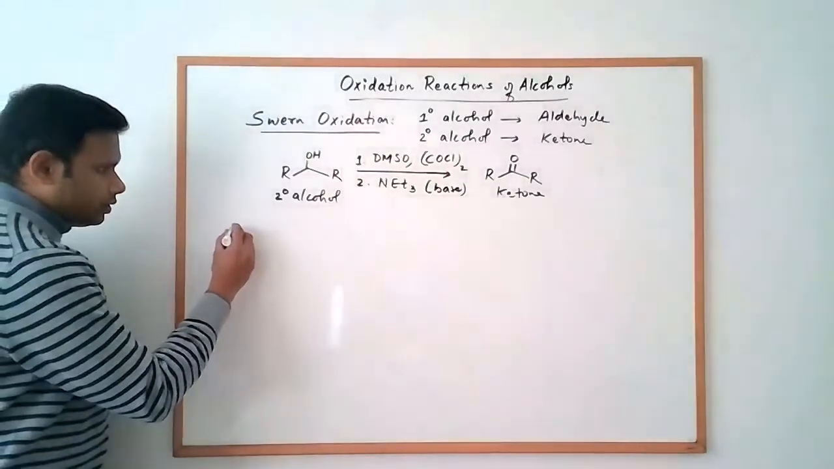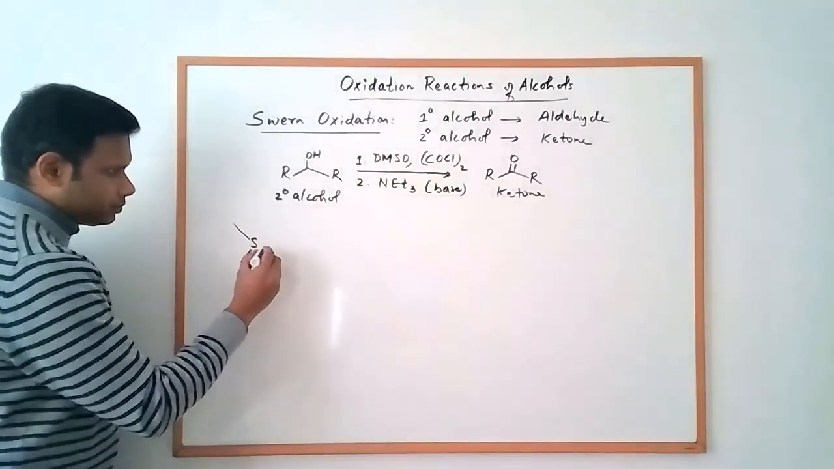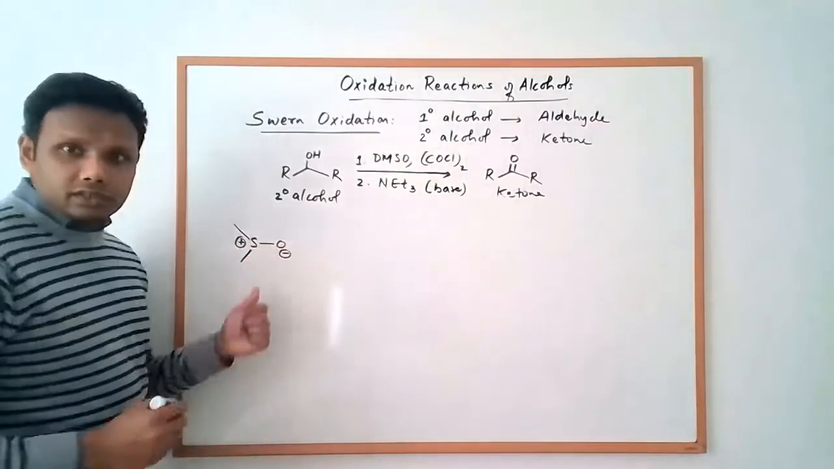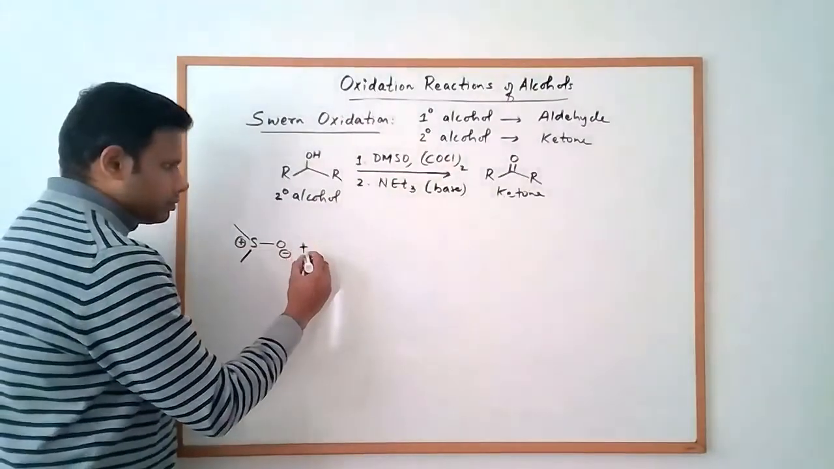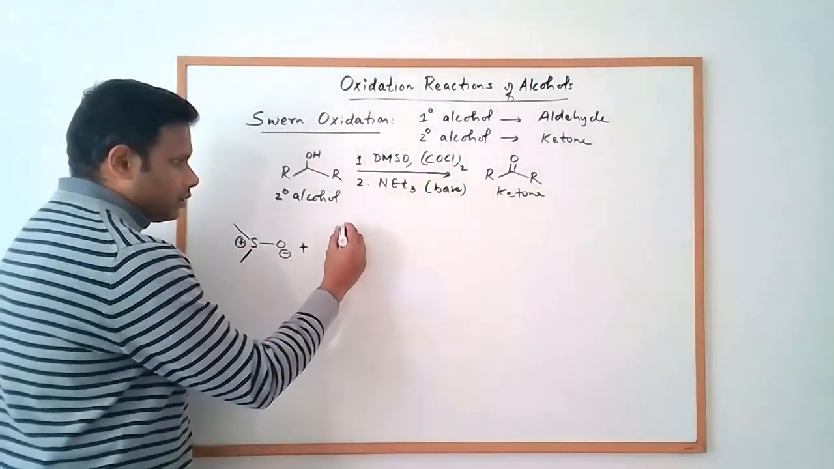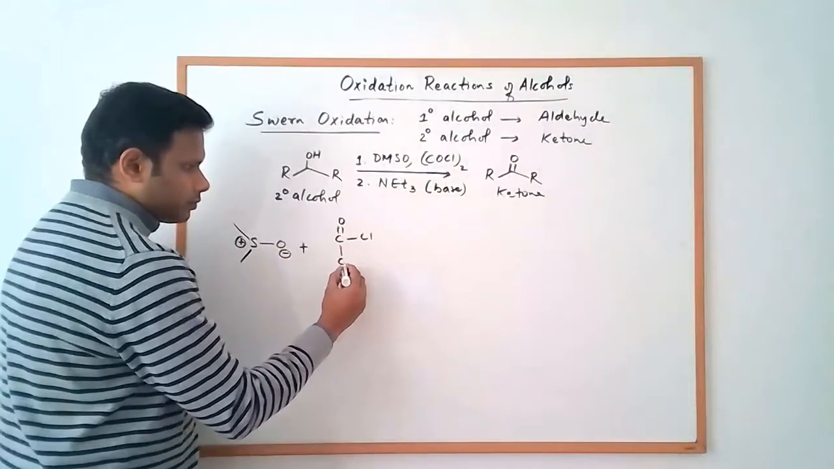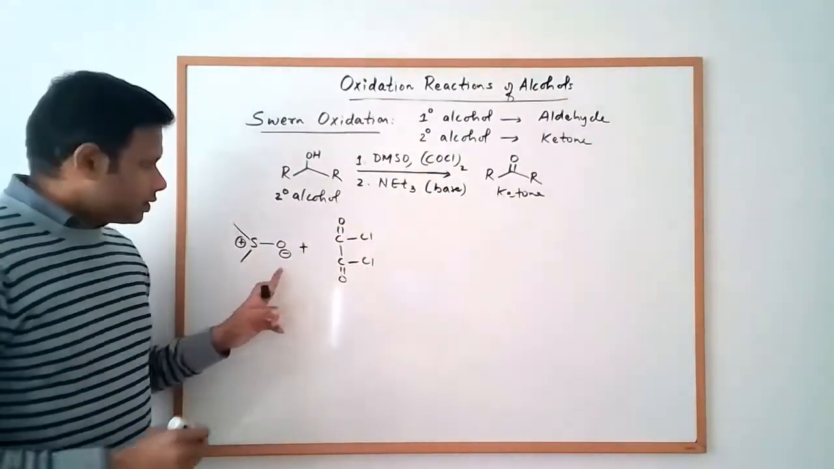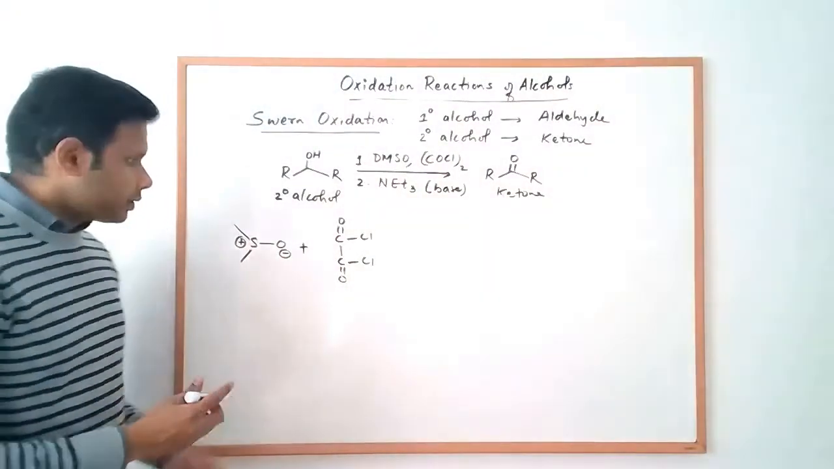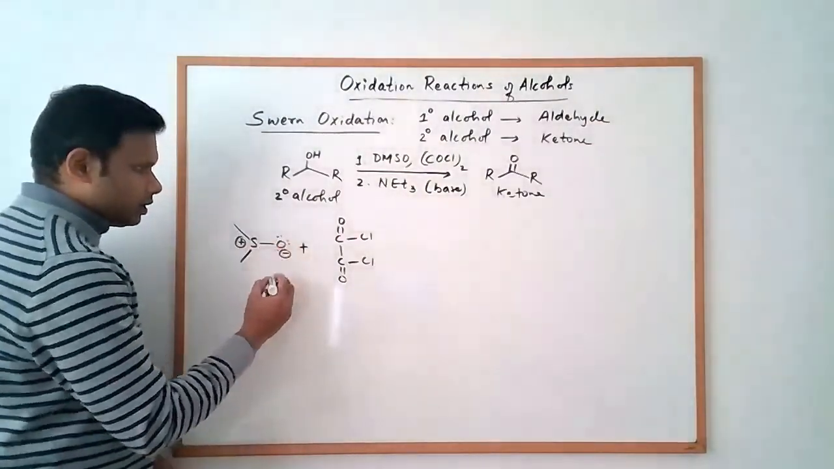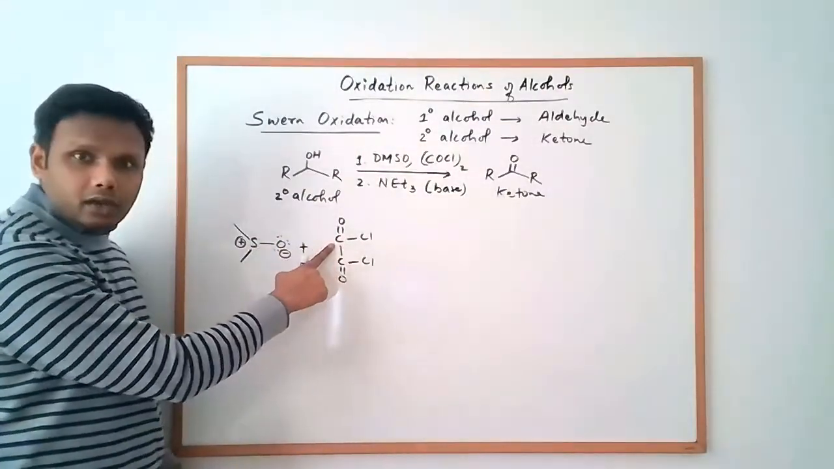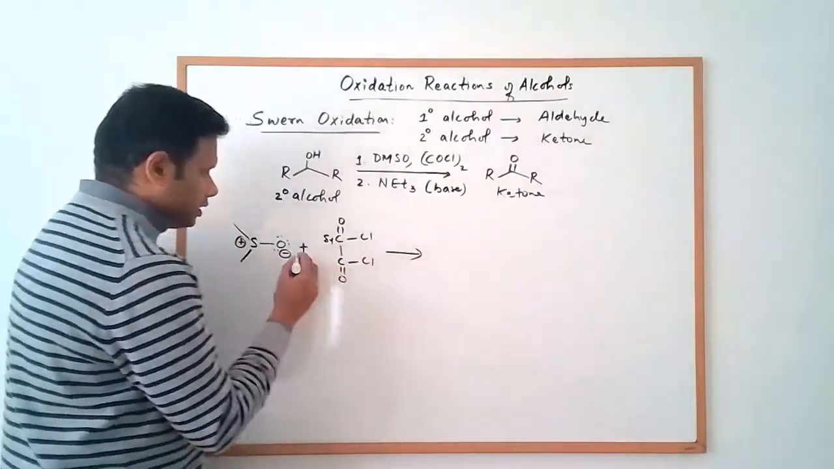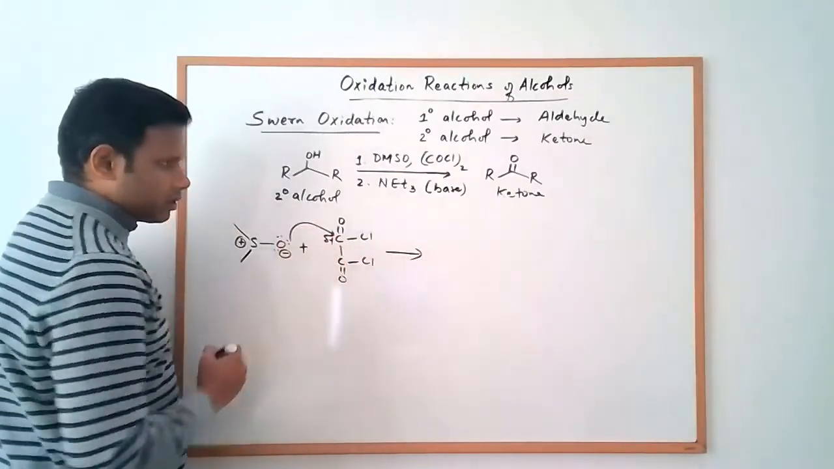If we start with DMSO, and like I said, we're going to use this resonance form of DMSO. The DMSO reacts with oxalyl chloride. This oxygen is nucleophilic here, so this oxygen can go and attack this acyl carbon because that's going to have a delta positive on it. So the oxygen goes and attacks this acyl carbon.